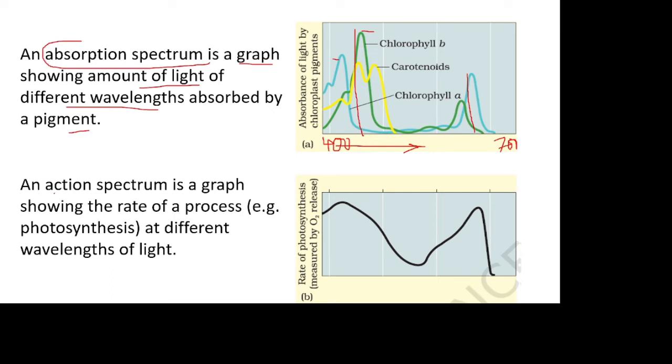Then another graph that can be drawn to find out the rate of photosynthesis is called the action spectrum, which shows the rate of photosynthesis at different wavelengths of light. So these are the different wavelengths of light, and they show the process of photosynthesis at different wavelengths.